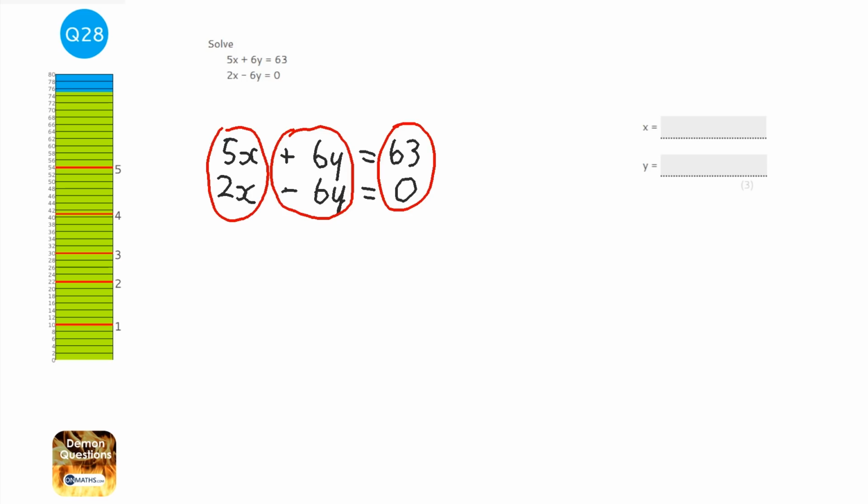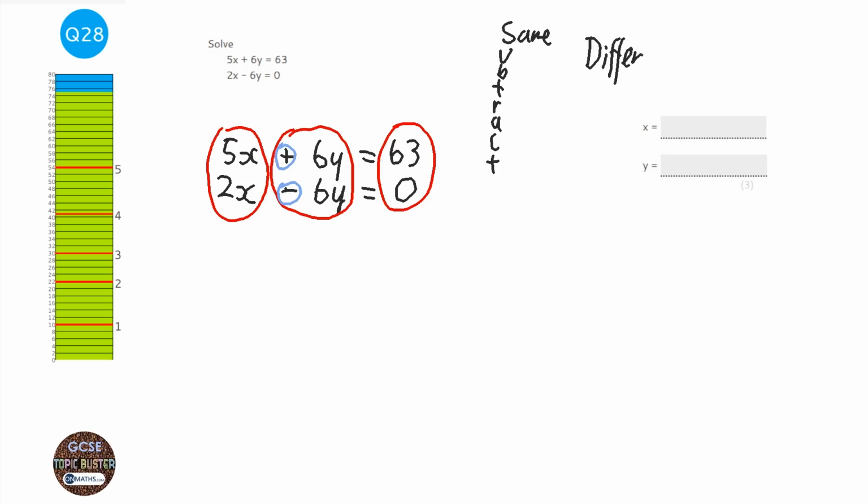Now we look at the signs for the one with the coefficient that's the same. So the y's have a 6 before it, so we're looking at these signs here. Now if they are the same sign, we subtract. If they are different signs, we add. And it's that simple. Now they are different signs, so we know we are going to add. So we're going to add going downwards.